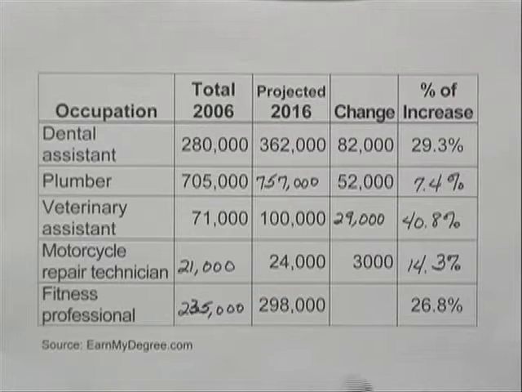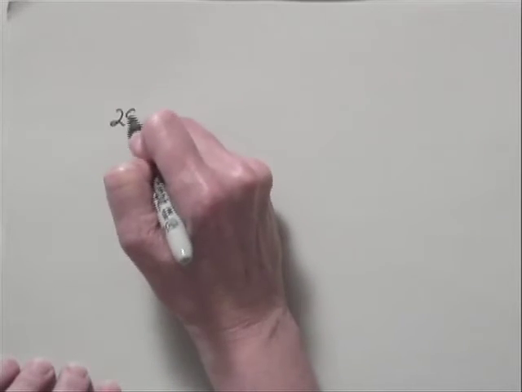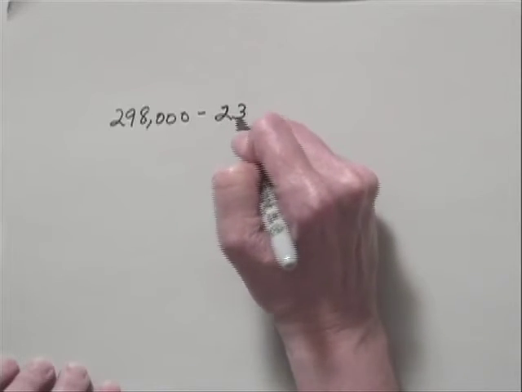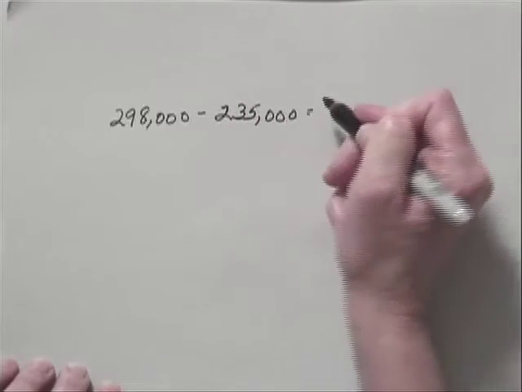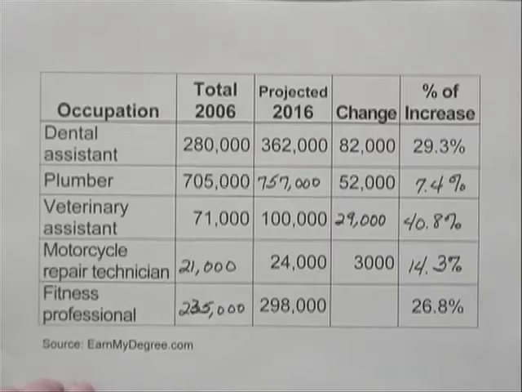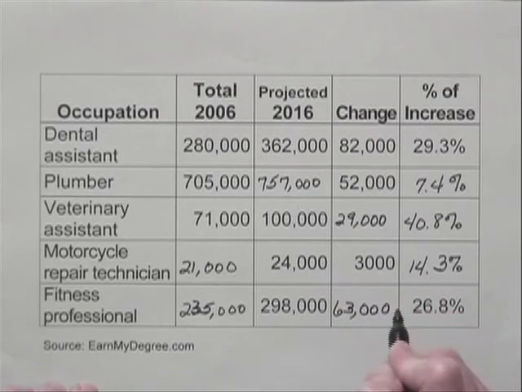And now we just need to find the change in the number of jobs. We would just subtract the 2006 number from the projected number for 2016. Let's just do that subtraction. We would have 298,000 minus 235,000, and that is 63,000. So this is the change in the number of jobs. And now our table is complete.